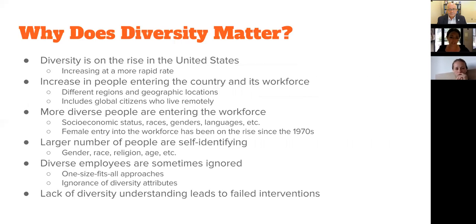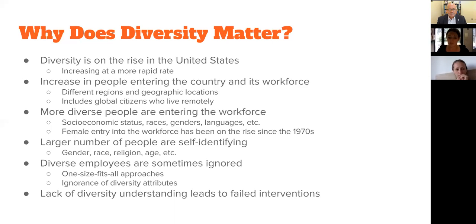So why does diversity matter? One of the key reasons is because diversity is on the rise in the United States. It's increasing at a more rapid rate than it has in history, and this is for two main reasons. One of the big reasons is because there's an increase in people entering this country and its workforce, both from different regions and geographic locations coming to the country, as well as global citizenship, which is where people are living remotely and working for organizations, sometimes in countries from which they're not from and in which they do not live. So that's that big expansion of the workforce as far as different locations.